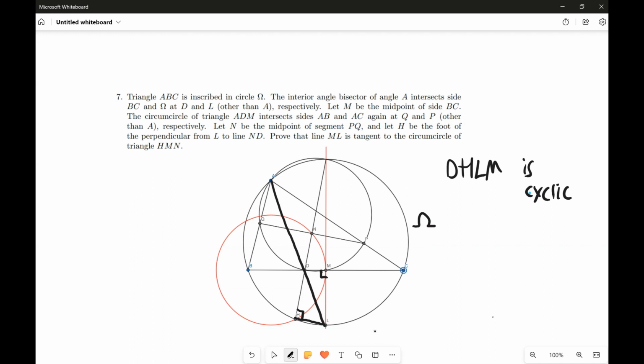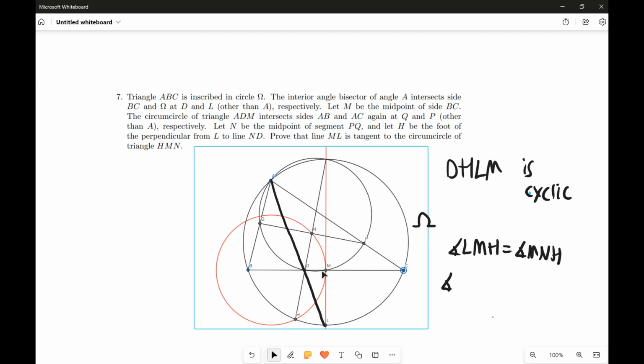So now what? Let's go ahead and erase these now that we know that this holds. And given this, we want to somehow relate this condition here to the cyclic quadrilateral DHLM. And using what we know about angle chasing for tangent circles, it suffices to show that directed angle LMH is equal to directed angle MNH. But directed angle LMH is equal to directed angle LDH because they inscribe the same arc in the circumcircle of DHLM.